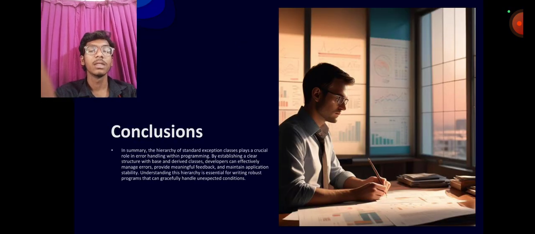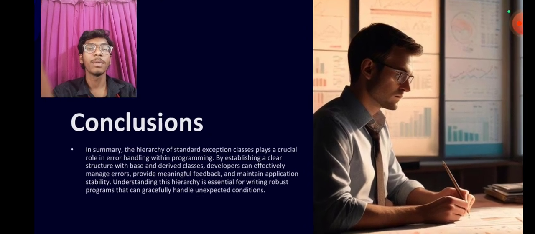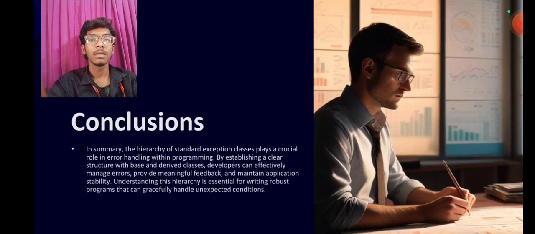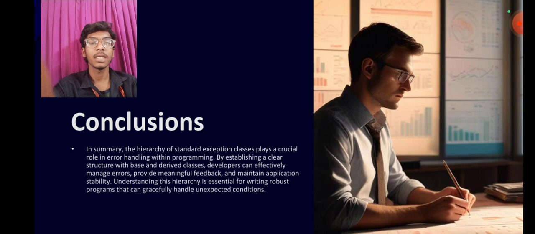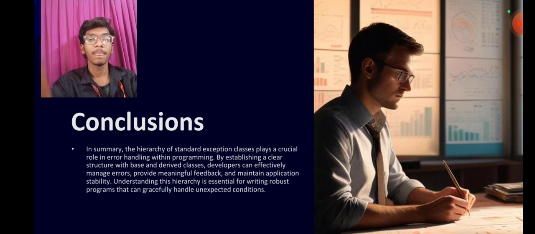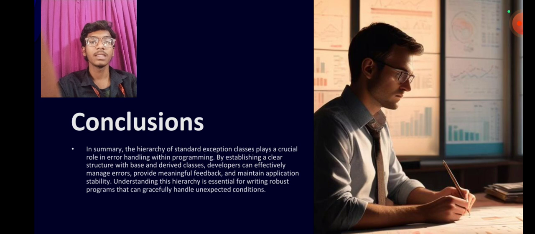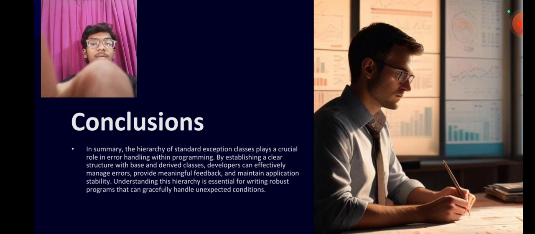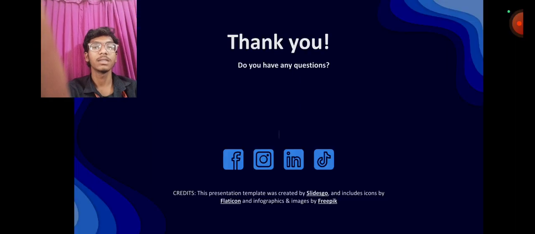And the conclusion. So, here is the conclusion of this topic. In summary, the hierarchy of standard exception classes plays a crucial role in error handling within programming. By establishing a clear structure with base and derived classes, developers can effectively manage errors, provide meaningful feedback, and maintain application stability. Understanding this hierarchy is essential for writing robust programs that can gracefully handle unexpected conditions.